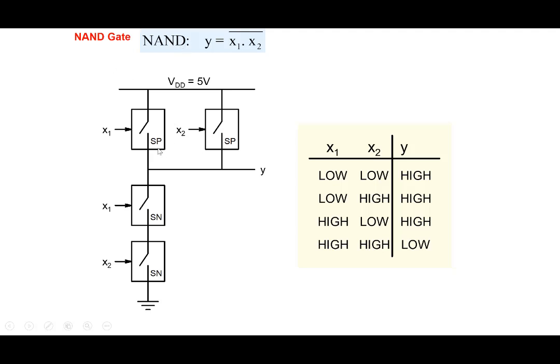So if we have these switches, SP and SN, which we said are like an N-channel MOSFET and a P-channel MOSFET, I could very easily replace these by P-channel MOSFETs here, and N-channel MOSFETs here, and we'll get a NAND gate. So that's how you end up implementing a NAND gate using transistors.